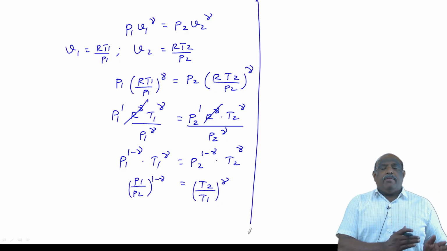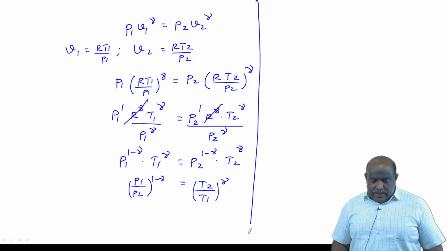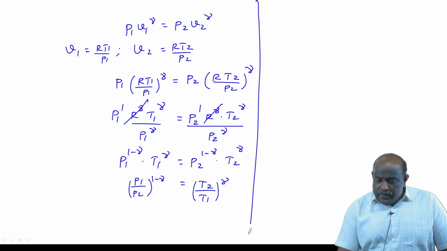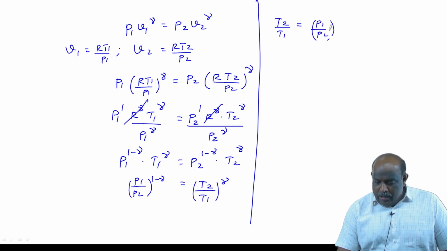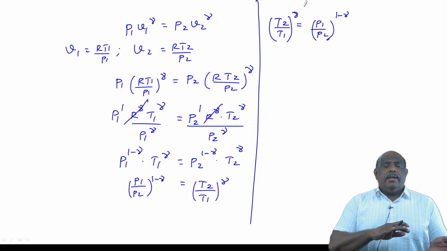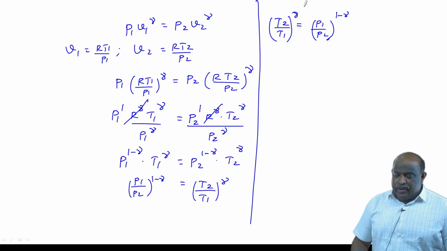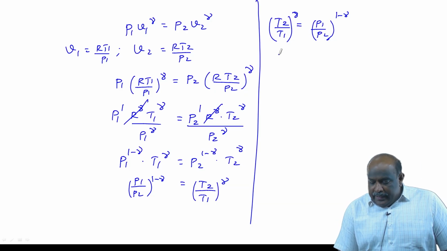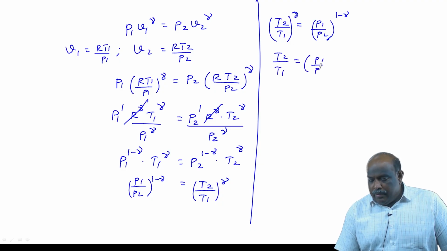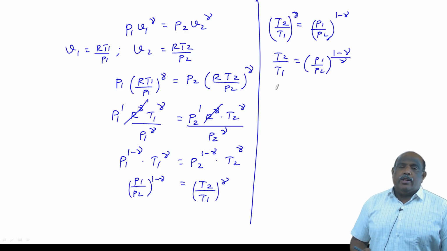I have separated the P1 P2 terms as well as the T2 by T1 terms. So from this, T2 by T1 is equal to (P1 by P2) whole power 1 minus gamma, by gamma. So this is the expression I got.